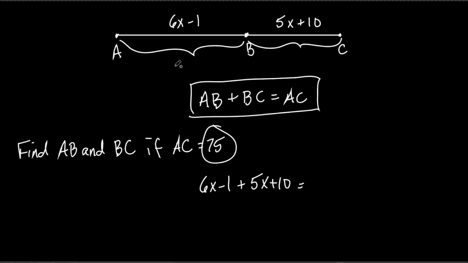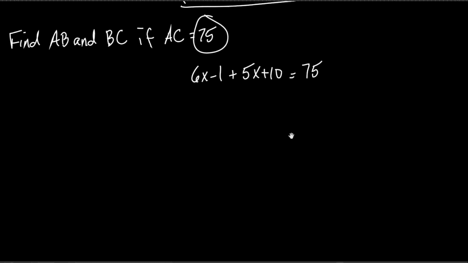Well, I know the whole thing. They told it to me, right? They said the length of AC is 75. So the whole thing is 75. And now, guess what I can do? Solve for x. Okay, so let's solve for x.